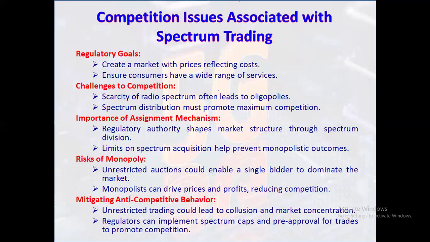Next, mitigating anti-competitive behavior. Efforts to establish a competitive market structure must extend beyond the initial spectrum assignment. Unrestricted spectrum trading can potentially lead to anti-competitive behaviors such as collusion among users to hold spectrum or create concentrated market power. To mitigate these risks, regulatory authorities should consider implementing measures such as spectrum caps, which limit the total amount of spectrum any user can hold. Additionally, requiring pre-approval for spectrum trades can help ensure that transactions do not undermine competition, thus fostering a fairer and more competitive market environment.